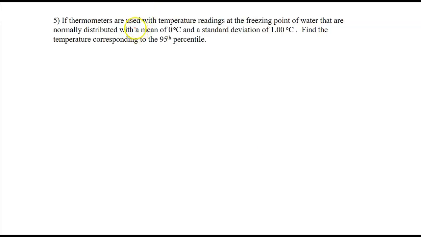Okay, here's a few other examples. If thermometers are used with temperature readings at the freezing point of water that are normally distributed with a mean of 0 and a standard deviation of 1, find the temperature corresponding to the 95th percentile. It's very important that you know how to transfer these percentiles onto your graph. So this one we have a mean of 0 and a standard deviation of 1. That tells me I am working with the standard normal.